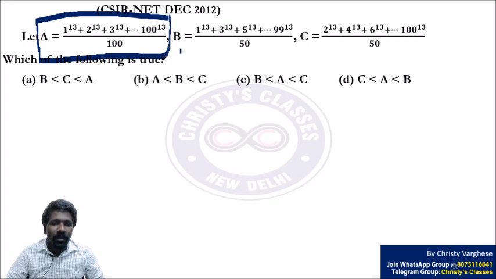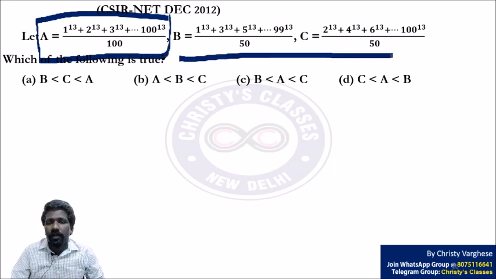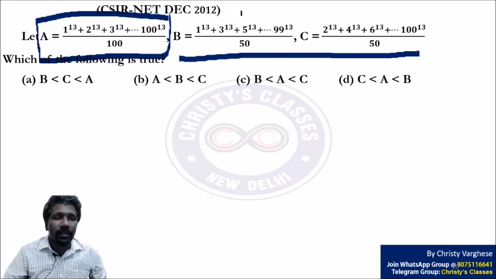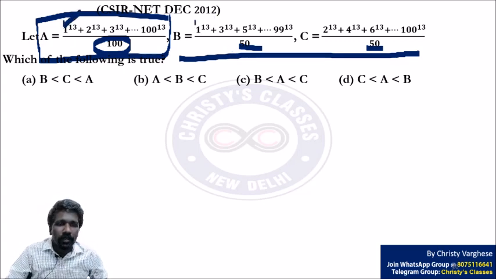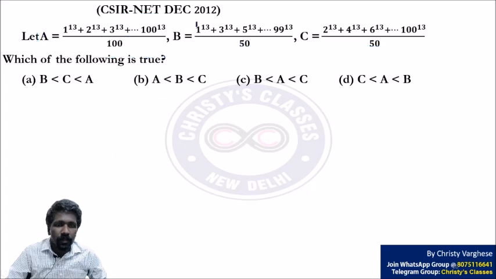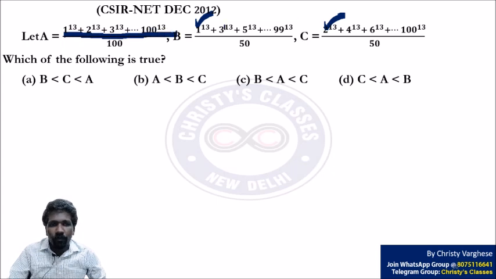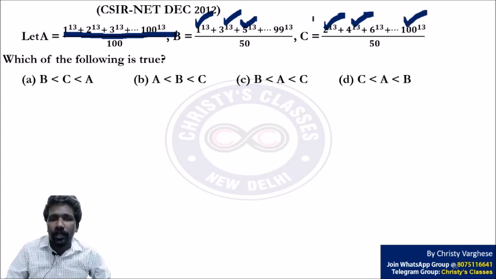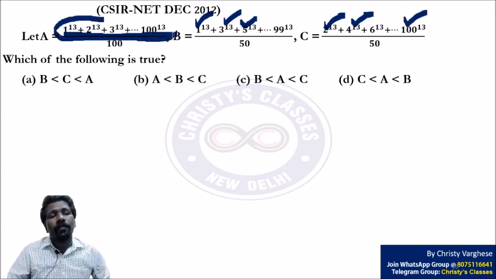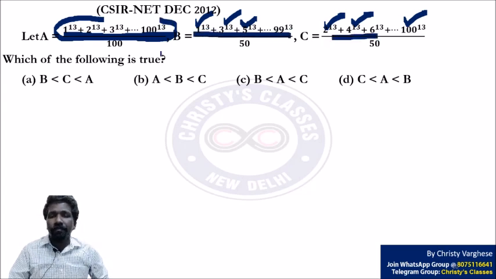Now look at A. That is a very interesting fact. A has some connection with B and C. Geometrically you can say it, and with the concept of average also. Listen very carefully. Look at the denominator: 100 here, and 50, 50 here. Now analyze the numerator. 1 raised to 13 is here, then 2 raised to 13 is here. Look at the numerator of A: 1 raised to 13, 2 raised to 13, 3 raised to 13, 4 raised to 13, 5 raised to 13, up to 100 raised to 13. All the elements in the numerator of A are present in B or C, and those are the only terms present in the numerators of B or C.